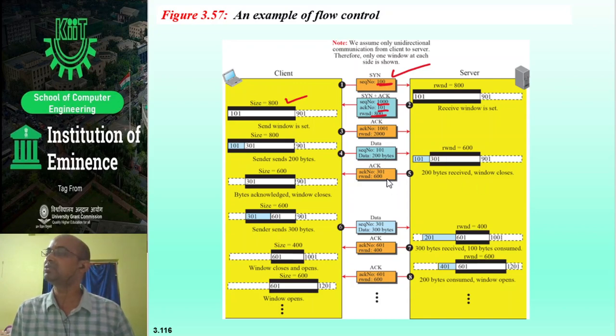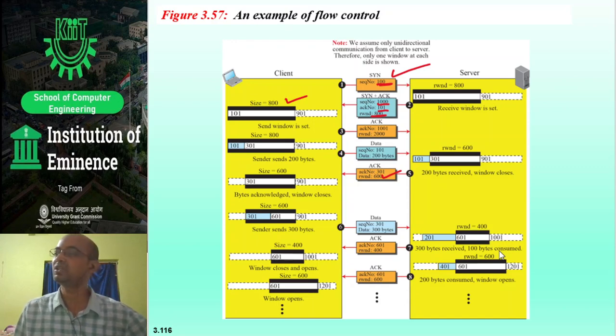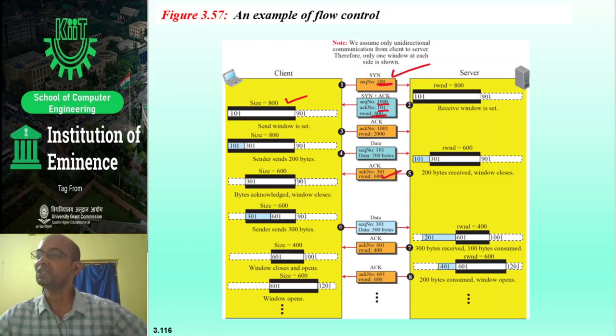So, it announced that means my window is reduced to 600. Means my application process did not consume the amount it was supposed to consume. If they consume it, the window remains 800. This way, if you go through the contents, you have to find it. The window is adjusted depending upon the availability. When it is opening up, then it will open and window size increases, window size decreases depending upon the consumption at the receiving end.